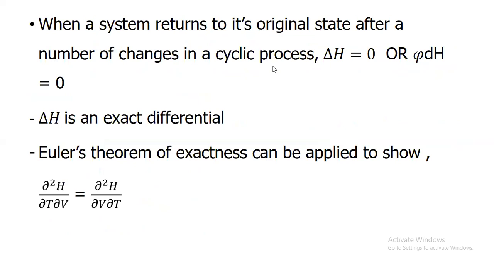When a system returns to its original state after a number of changes, in a cyclic process, delta H is equal to 0, or dH equal to 0. dH is an exact differential. Euler's theorem of exactness can be applied to show that the second partial derivative of H with respect to T and P equals the second partial derivative of H with respect to P and T.